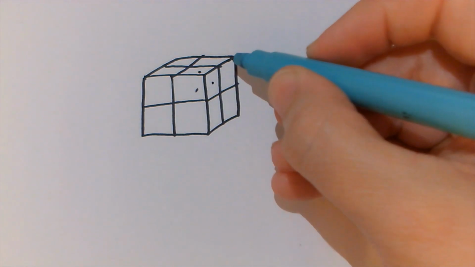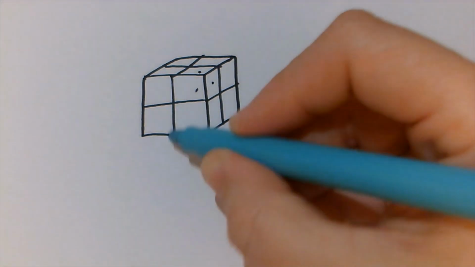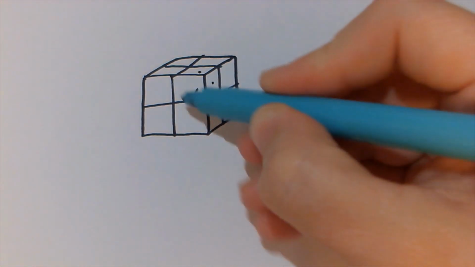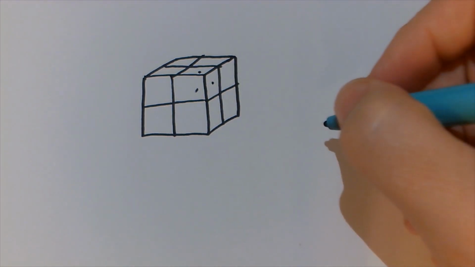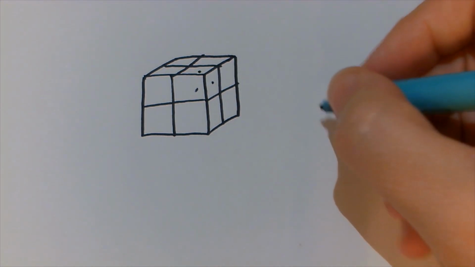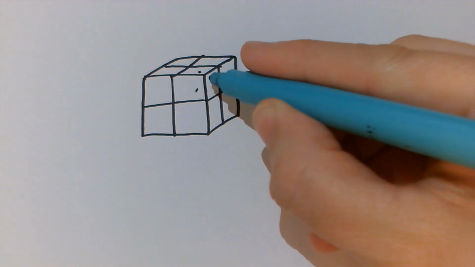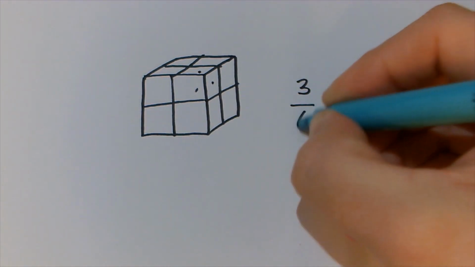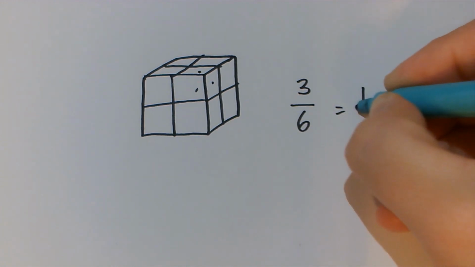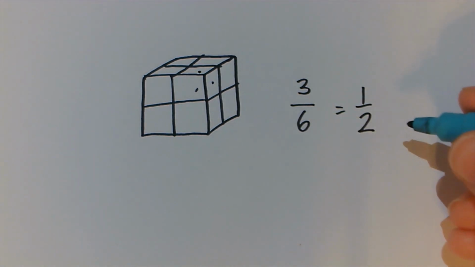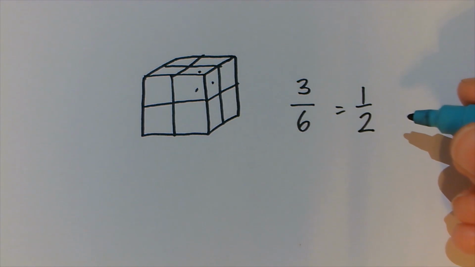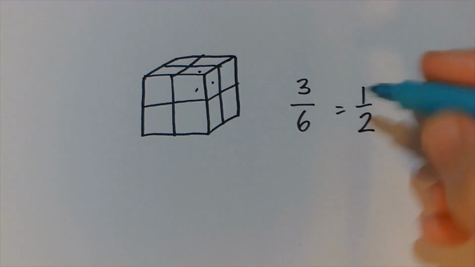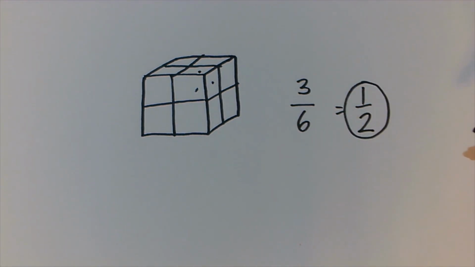So each cube, wherever it is, will always have 3 out of the 6 faces painted. So if every little cube has got 3 out of 6 painted, that must mean there are half of all of them painted. So the answer is, what fraction of them? It is a half. Well done if you got that right.